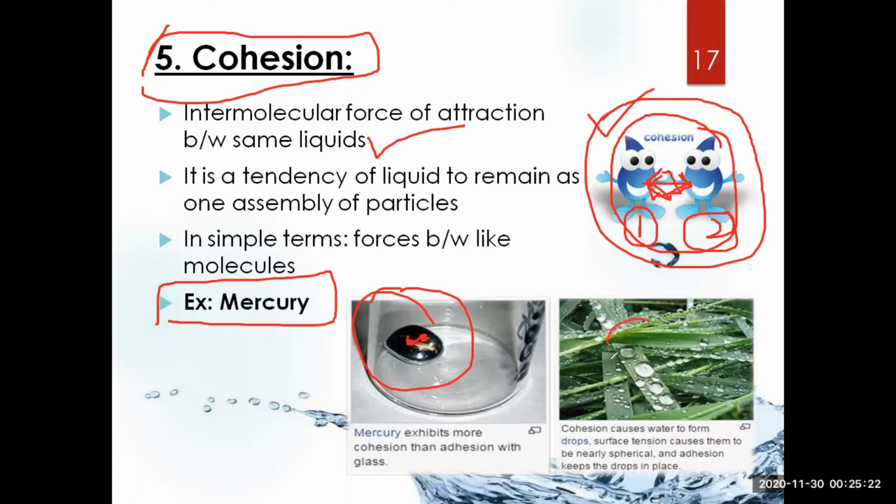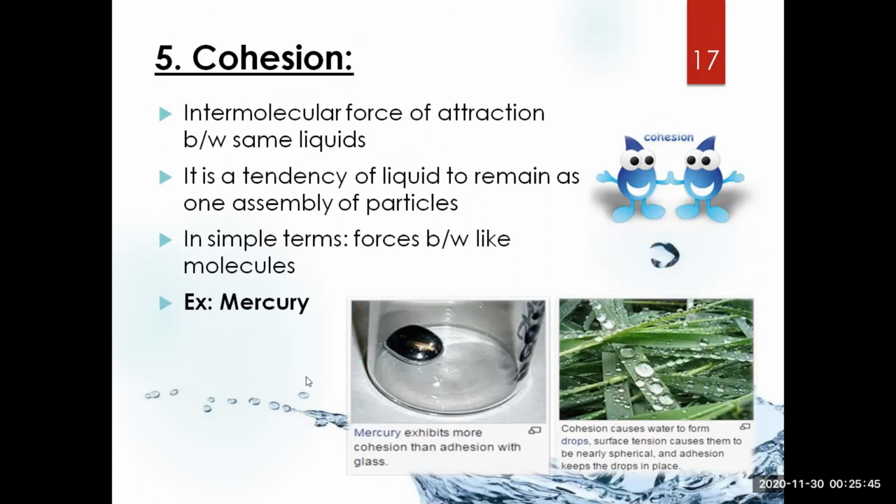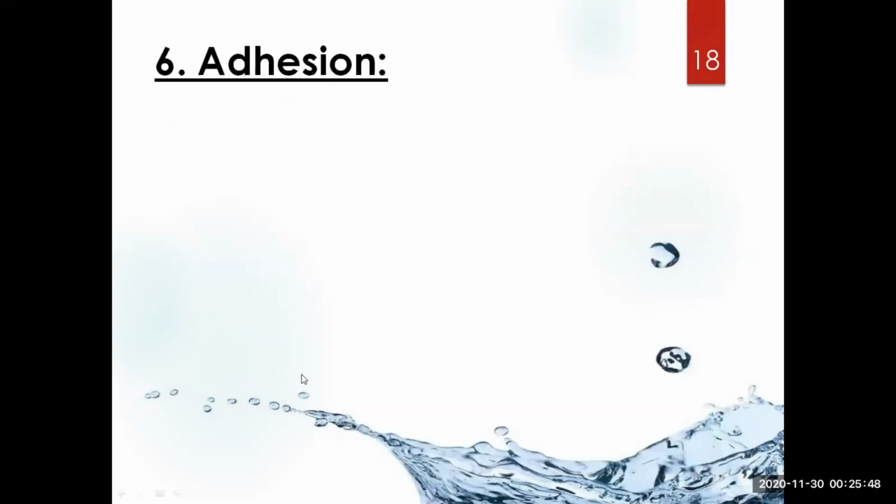Similarly, the droplets formed on leaves are also due to the cohesion property. That is an example where practically you can see this cohesive property. Remember, cohesion means the force of attraction between the same liquids. So we'll move to the next property, which is adhesion.